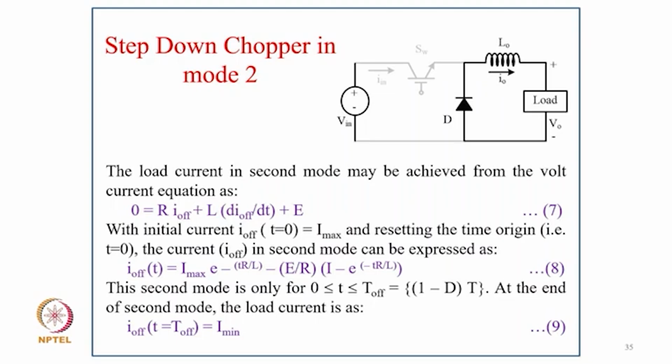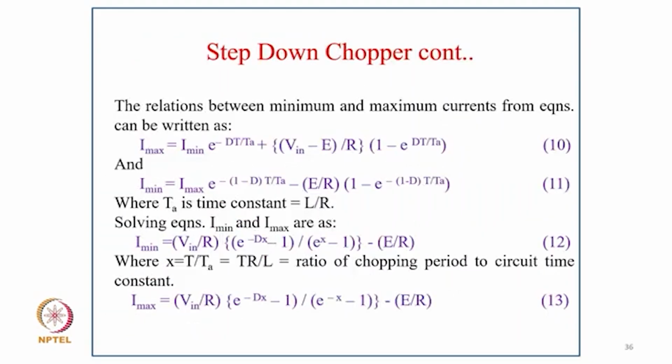So this second mode is only for 0 to T off, that is equal to (1 minus D) into T, and at the second mode the load current at t = T off is I minimum. The relations between minimum and maximum current can be written as I max equal to I minimum e to power minus DT upon TA plus (V in minus E) divided by R into (1 minus e to power minus DT upon TA), and I minimum equal to I max e to power minus (1 minus D) T upon TA minus E upon R (1 minus e to power minus (1 minus D) T upon TA), where TA is the time constant L upon R. Solving these equations we can get I max and I minimum.